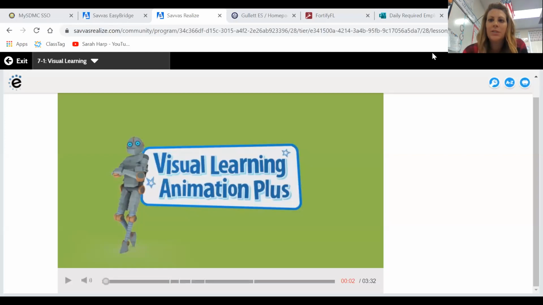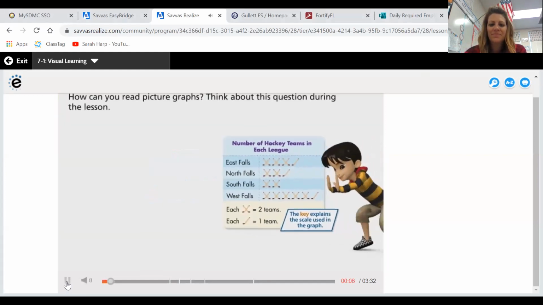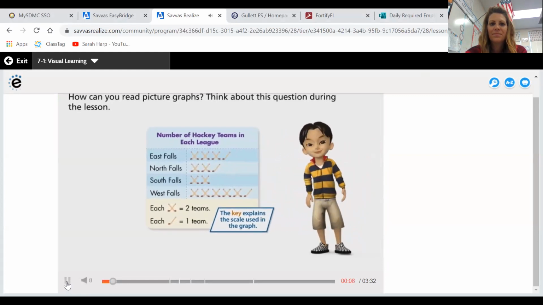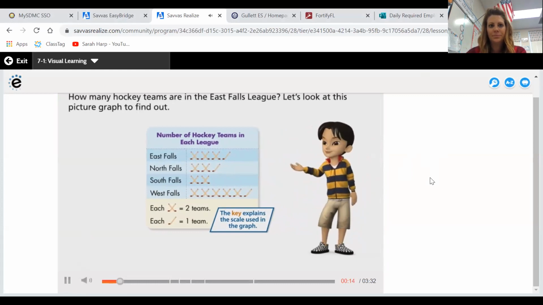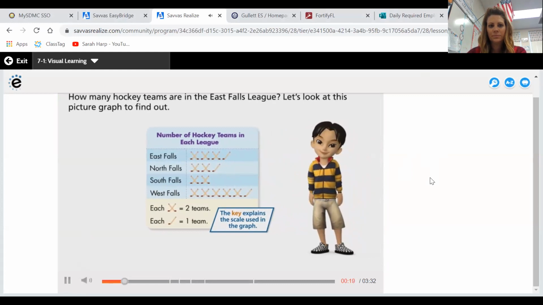Let's dig in a little bit deeper to those two graphs that we talked about earlier, picture graph and a bar graph. How can you read picture graphs? Think about this question during the lesson. How many hockey teams are in the East Falls League? Let's look at this picture graph to find out.